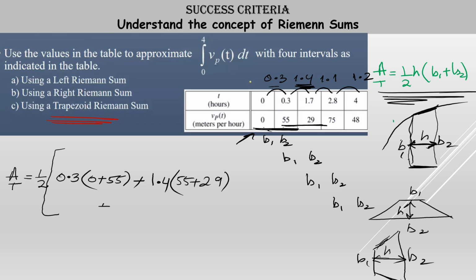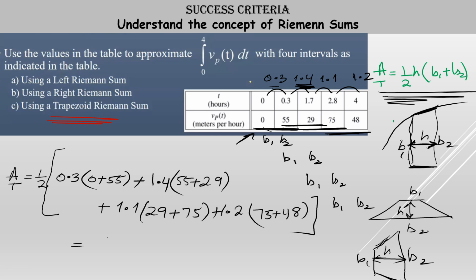My third height is 1.1, whereas my base will be from 29 to 75. My fourth height will be 1.2, whereas my base 1 and base 2 are 75 and 48. Write it all in the calculator to get the answer. So this is how we will calculate the Riemann sum using the trapezoid method.